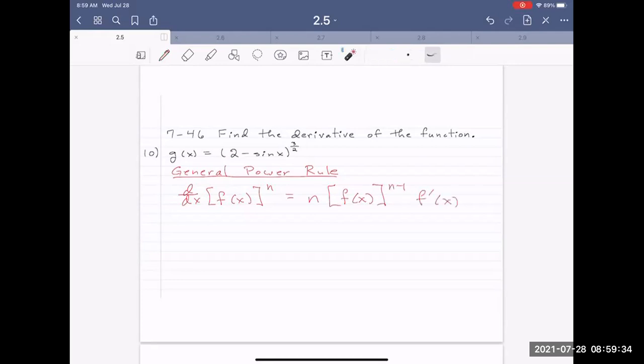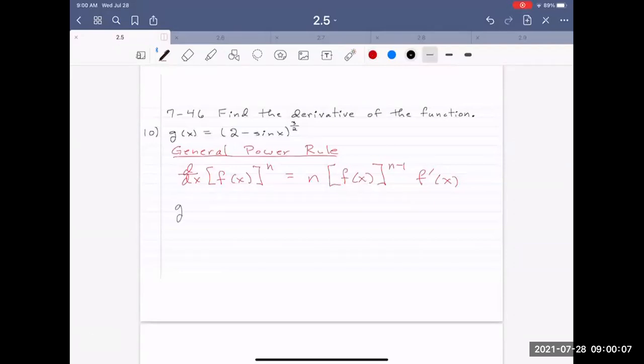So again, this is just the chain rule. The derivative of a function is the derivative of the outer, evaluate the inner, times the derivative of the inner. And so this is just the chain rule for a particular case where my outside function is this power function. Okay, so let's use this.